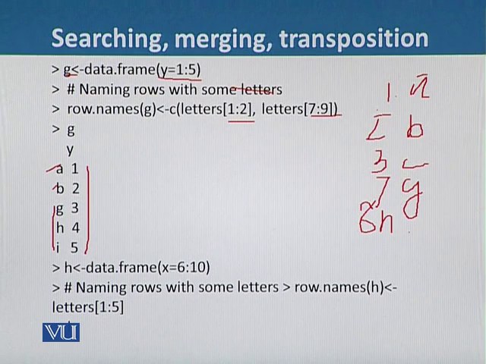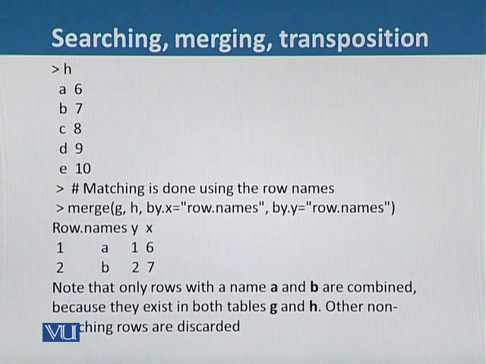So we have another table, that is H, and in this the value of X is 6 to 10. And we have to name the rows, it is 1 to 5. So it means 1 means A, 2 means B, 3 means C, 4 means D, and 5 means E. So here we can see the X value is 6 to 10 and the letter value is 1 to 5, meaning A, B, C, D, E. We have to match these two tables.